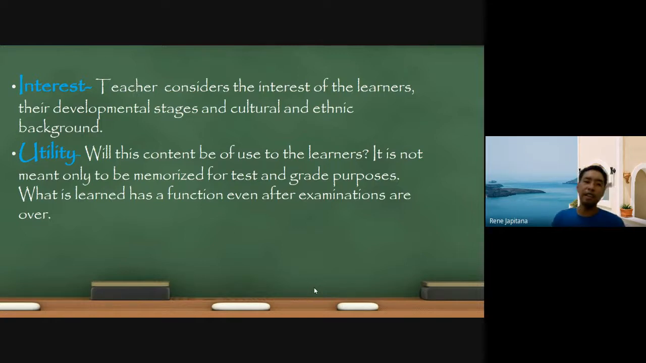The next one is utility. What is utility? Will this content be of use to the learners? It is not meant only to be memorized for test and grade purposes.